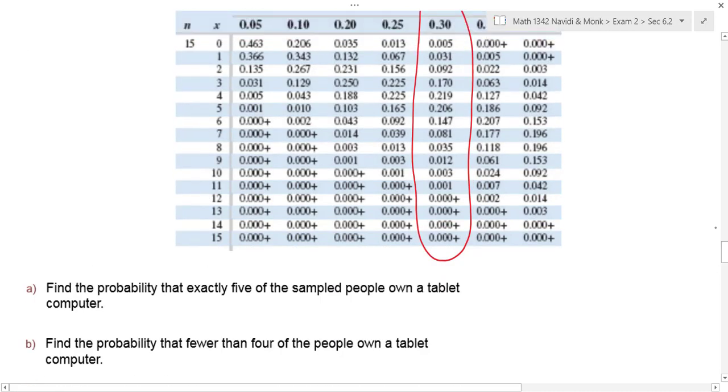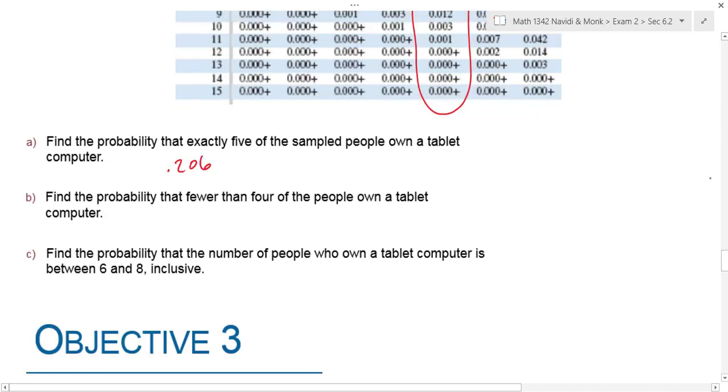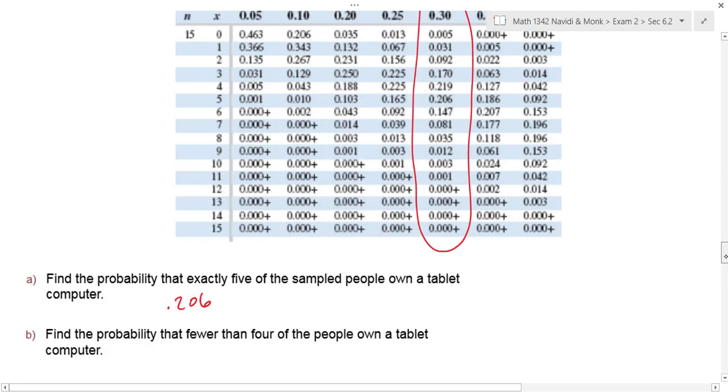For part A of this problem, we're asked to find the probability that exactly 5 of the sample people own a tablet. So that's where x is equal to 5, and that's going to be looking at the table where these two things intersect, and that is 0.206.